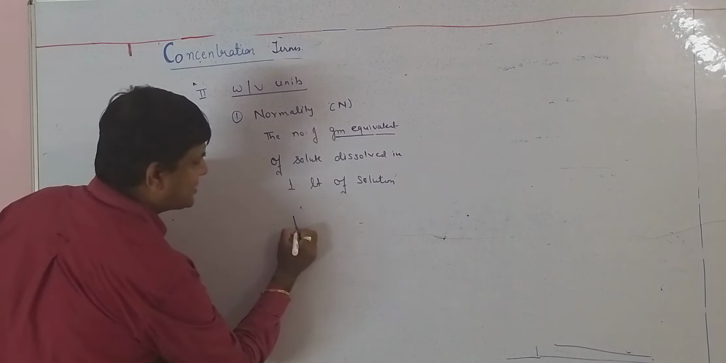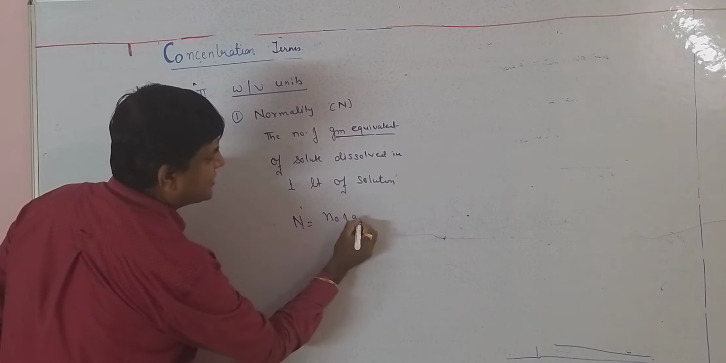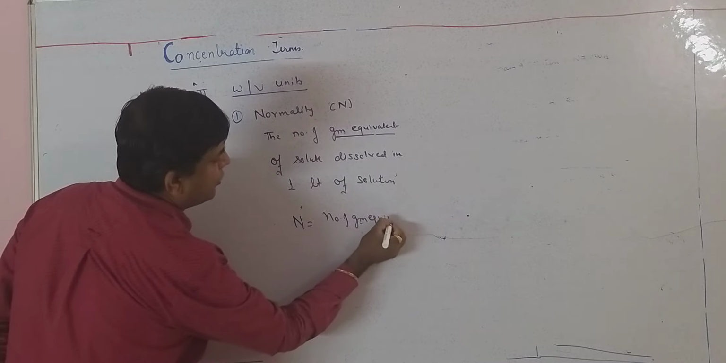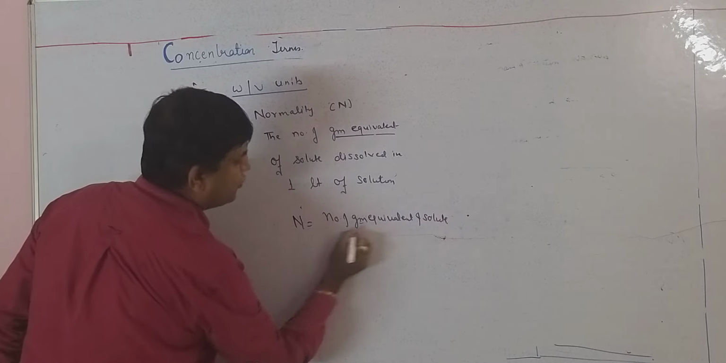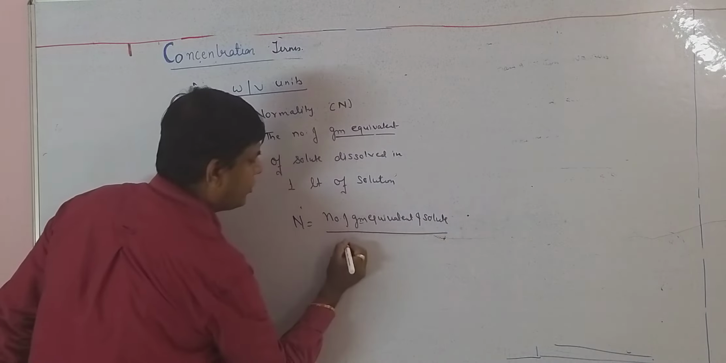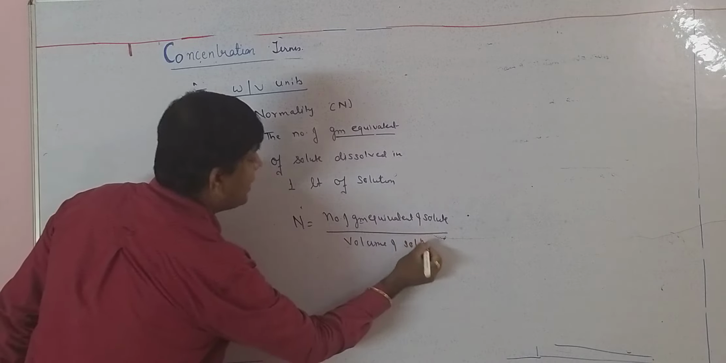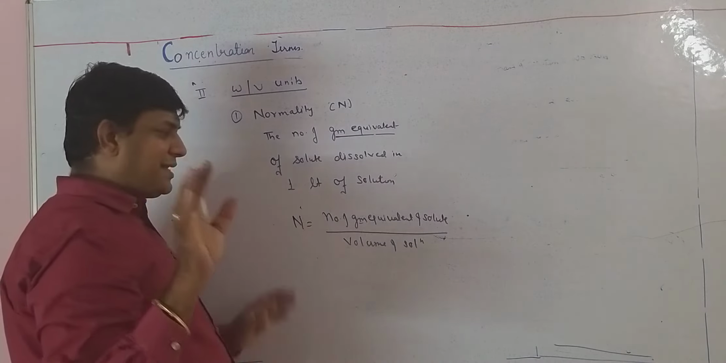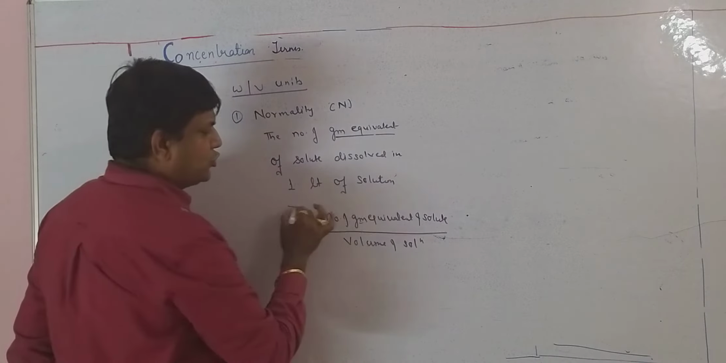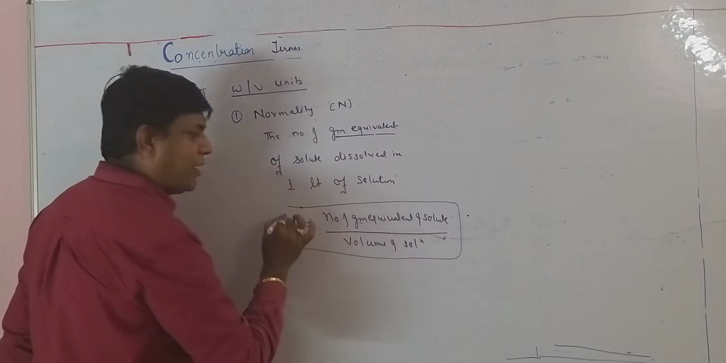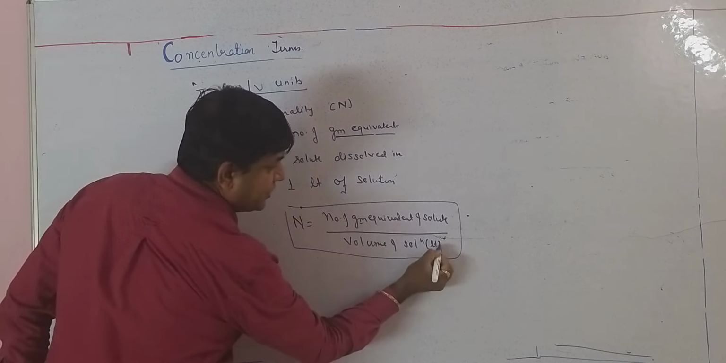So the formula is capital N equal to the number of gram equivalents of solute upon volume of solution. See, this formula and the molarity formula are exactly the same. The difference is, instead of the mole we have written the equivalent. So normality becomes number of gram equivalents of solute divided by volume of solution. Remember, it should be in liters.